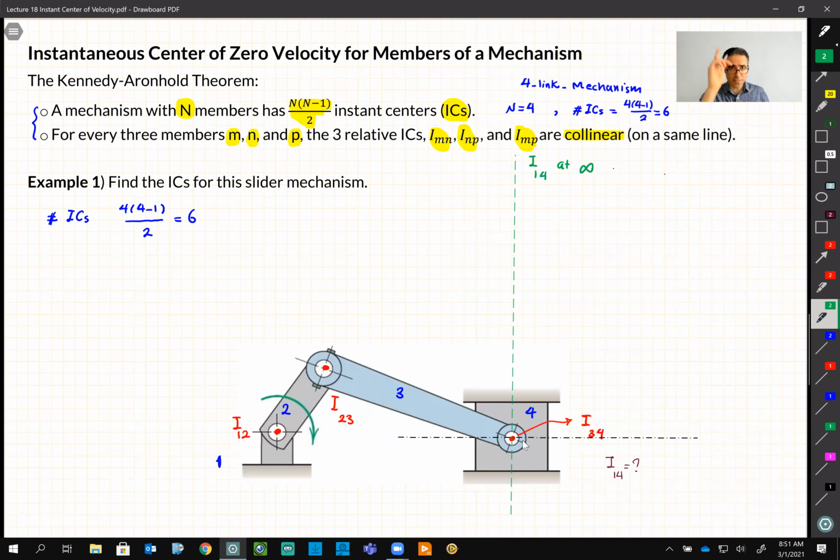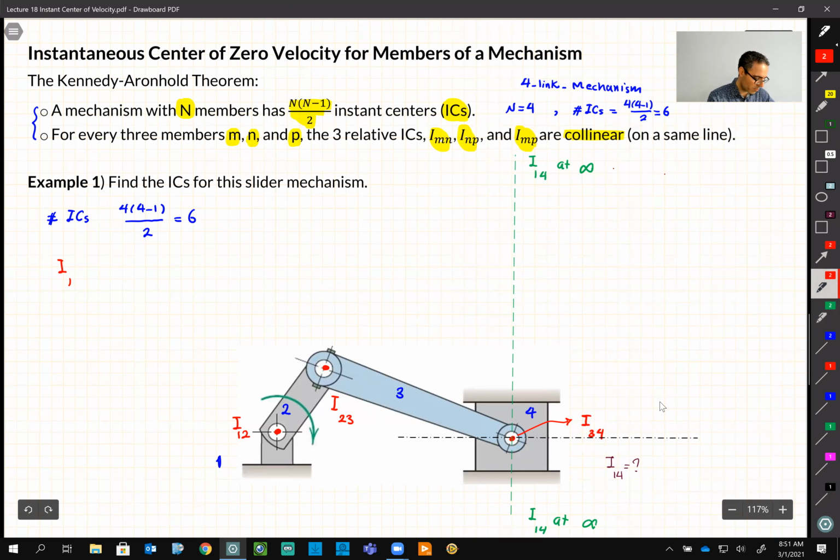It might be at infinity in the sky, or it might be I14 at infinity at the center of, let's say, Earth, right? Because this is a part moving on the Earth. So I14 can be at infinity. Or somebody may say, no, it is in the sky somewhere. But they are at infinity, it doesn't matter. At infinity, but on this green line. So here we have I12, I23, and I14, and I want you to tell me where is the I13.